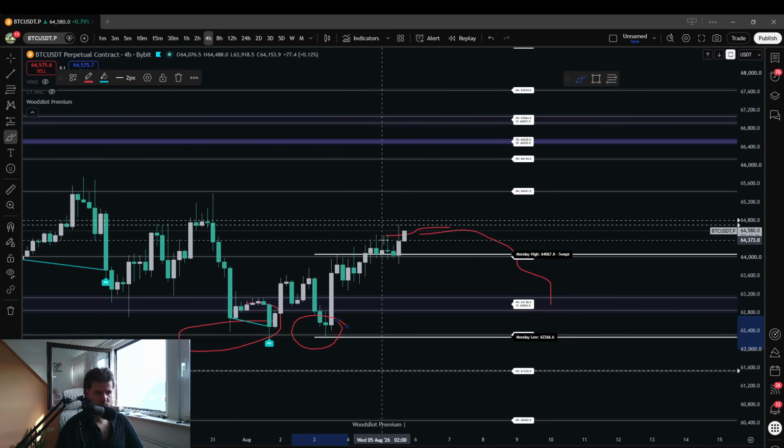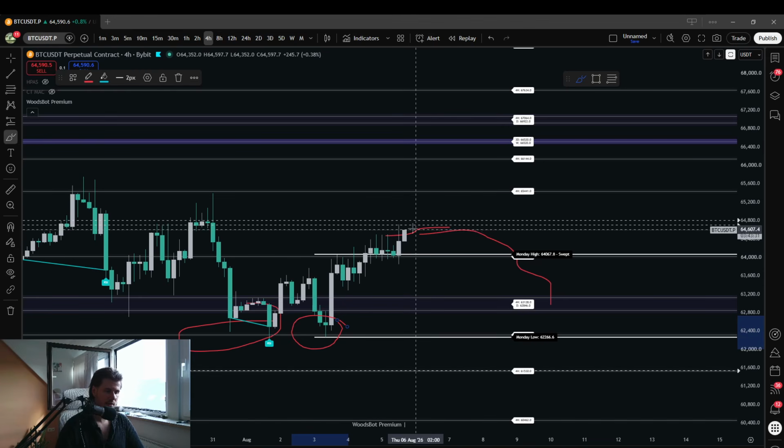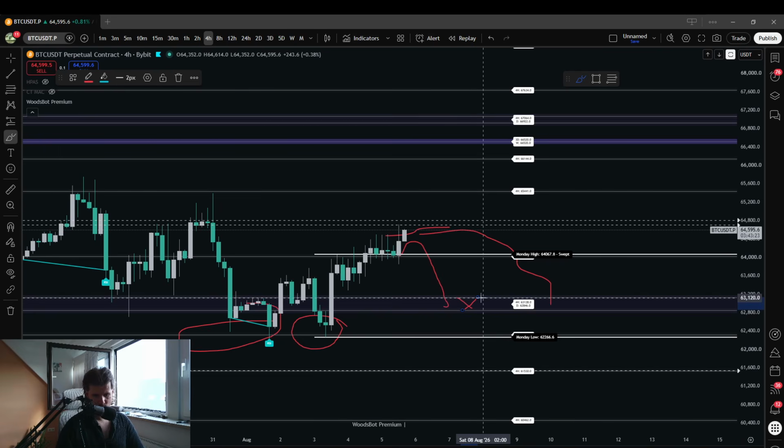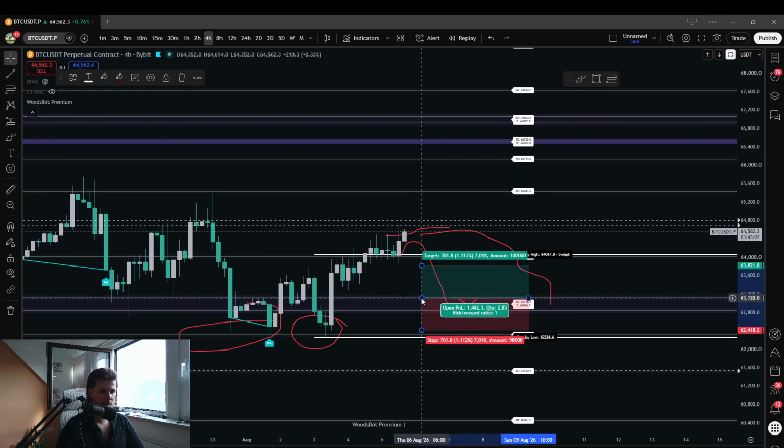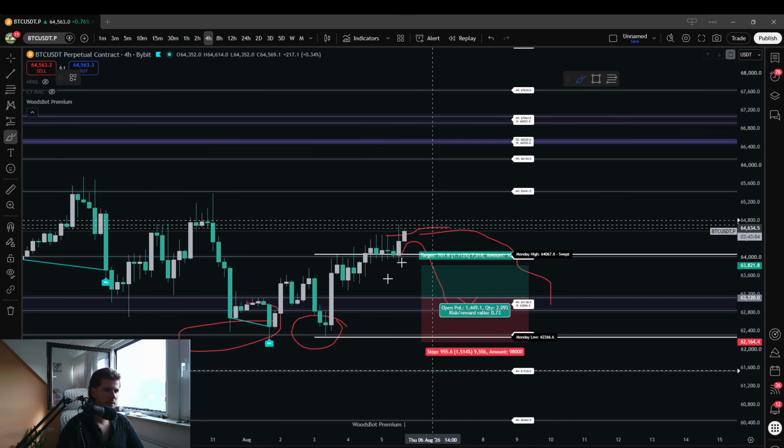And if Bitcoin is going to be rejecting right here, which is very possible, I do think that Bitcoin is going to be making a higher low between 63K towards 62.8K. I do think that this is a potential area for a higher low in this Woodsbot confluence zone. So this is where I will be looking for longs. And obviously you can then take this swing low right here as an invalidation. So this is what I'm eyeing for longs.